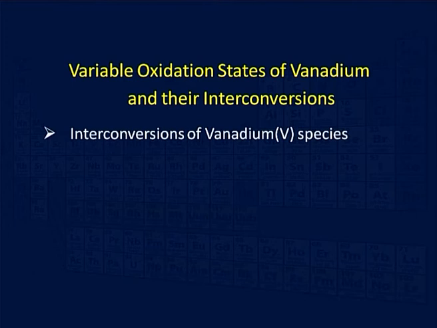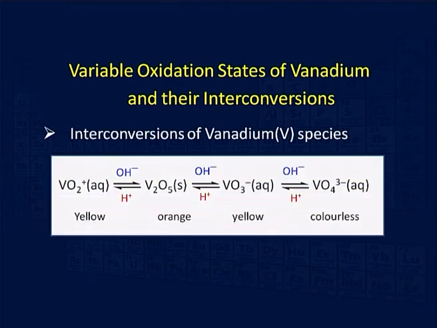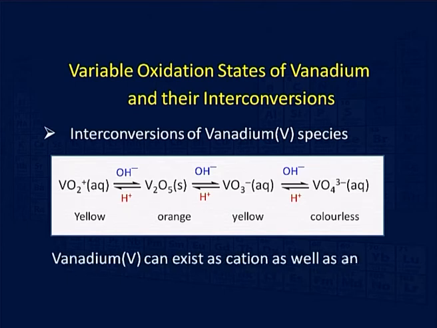The most convenient starting material, which is given in the form of a salt in qualitative inorganic analysis, is ammonium metavanadate, which is a white solid, and in ammonium metavanadate vanadium exists in the +5 oxidation state. How this is interconverted to the various vanadium species is shown in this figure. Vanadium +5 can exist as a cation as well as an anion.